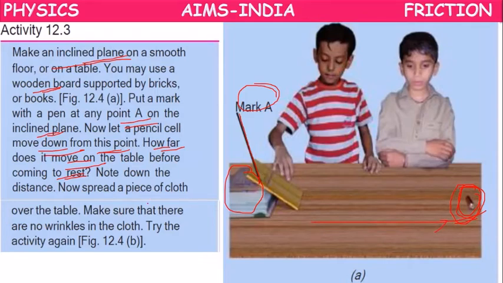So next, spread a piece of cloth over the table. Make sure that there are no wrinkles in the cloth. It should be flat. So try the activity again and note down the distance again, how far the pencil has moved.